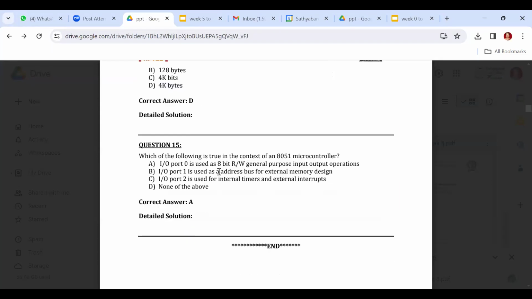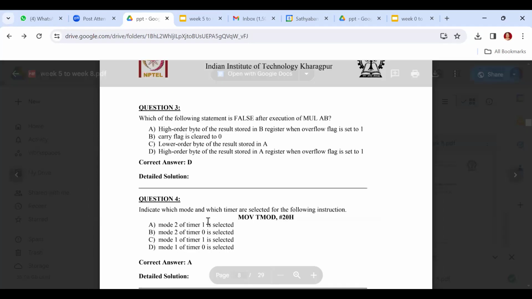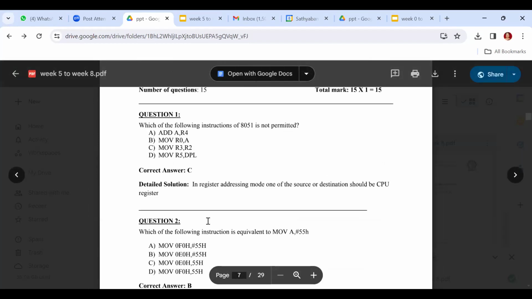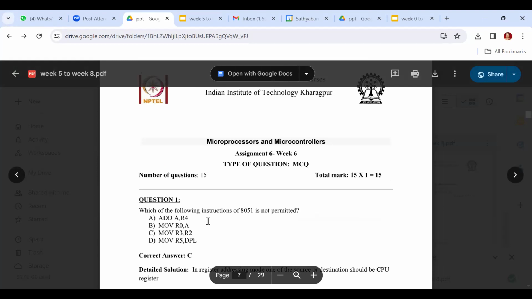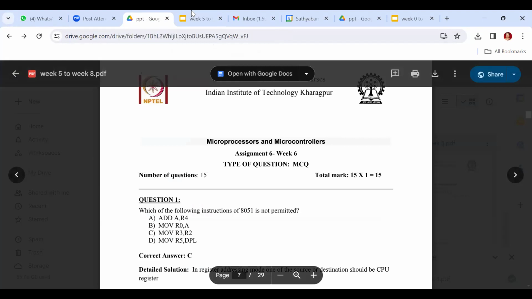Okay. Which of the following is true in the context of the 8051 microcontroller? I think both are the same question. I think B and A. Again, I am saying input output port 0 is used as 8-bit. So this is my 5th week. I think you may have understood my 5th week. Next we will go for the 6th week. Have you understood the 5th week? Yes, ma'am. Okay. Now we will see one by one according to the question.